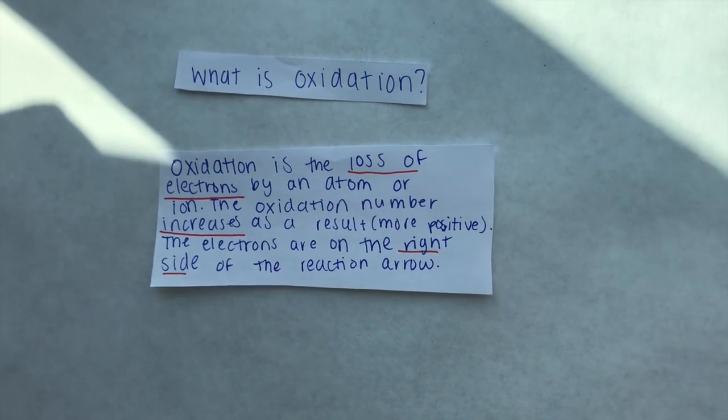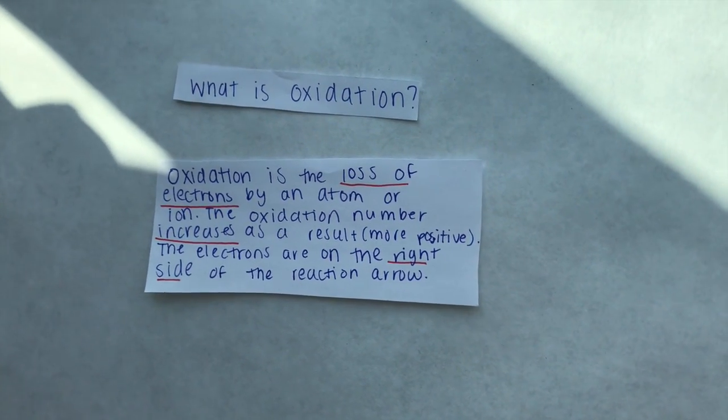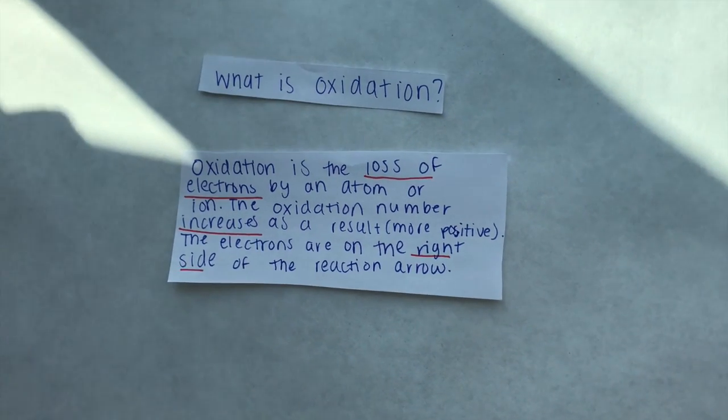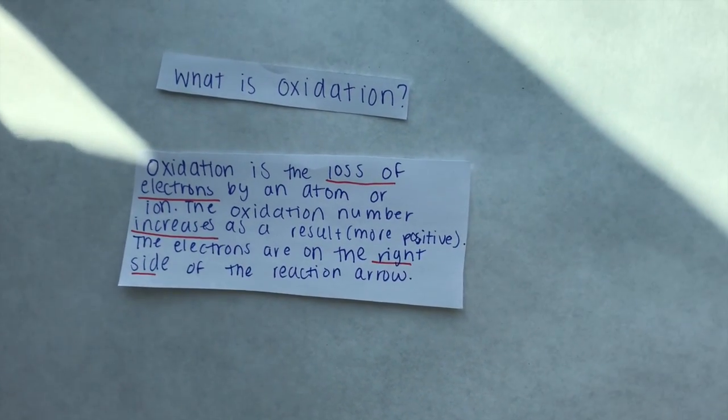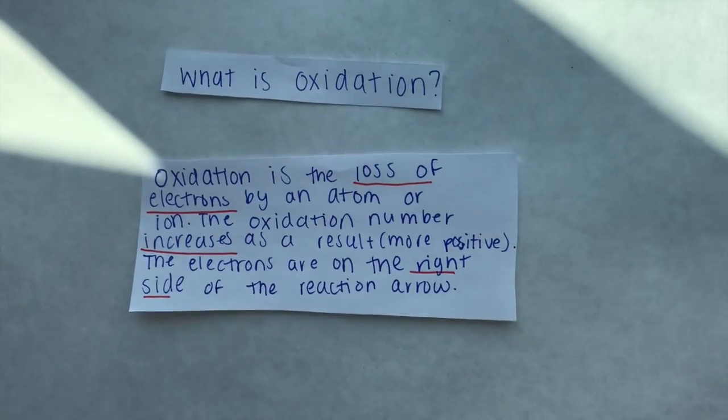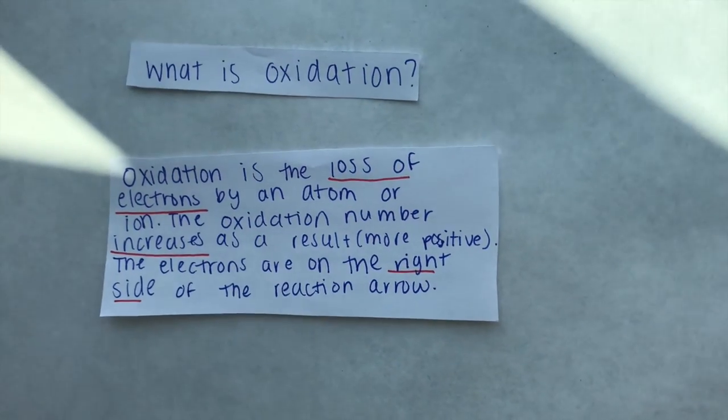Oxidation is the loss of electrons by an atom or ion. The oxidation number increases as a result, making the element more positive. In half reactions, these electrons are found on the right side of the reaction arrow.